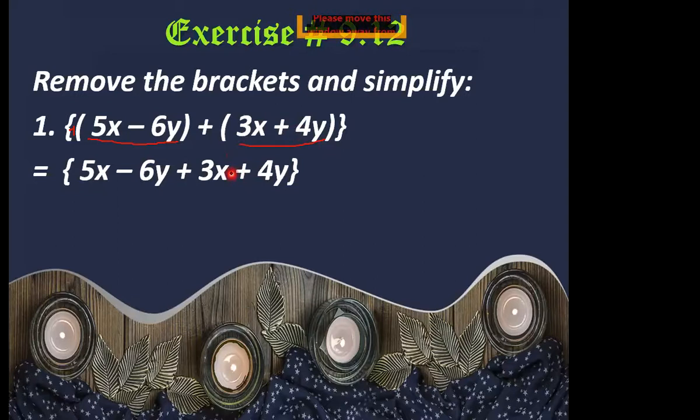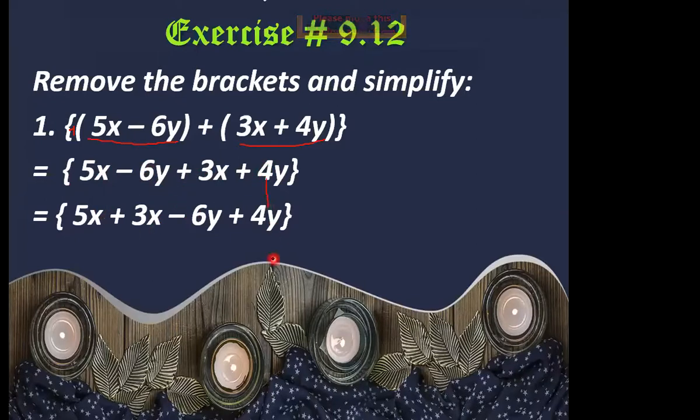Now in the next step, inside this bracket you have two types of like terms. This is x, this is x, this is y, and this one is y. So you will arrange the like terms together inside the bracket first. This one 5x plus 3x, then minus 6y, and then plus 4y. Now, these are the like terms, so they can be added or subtracted together.